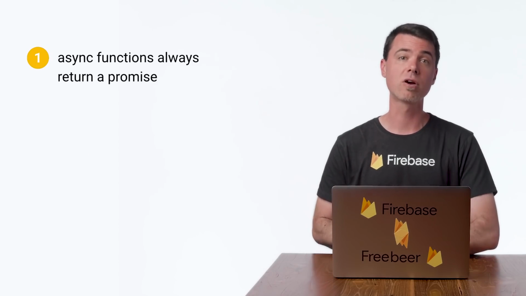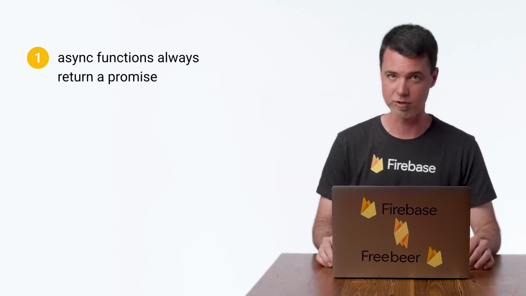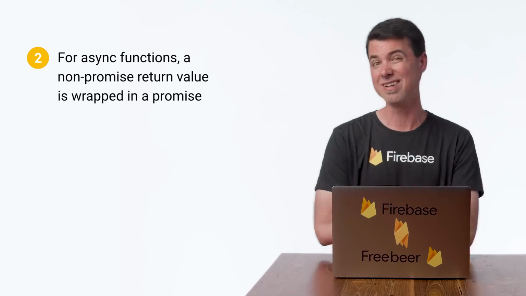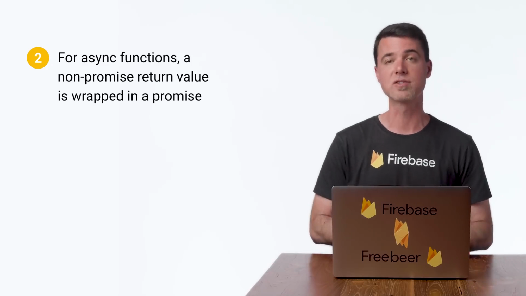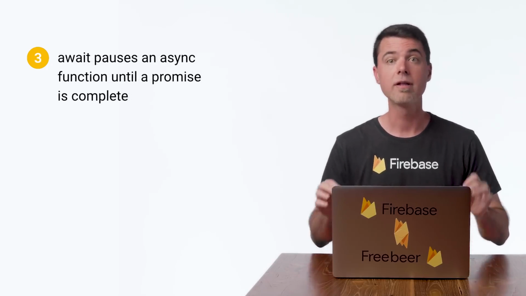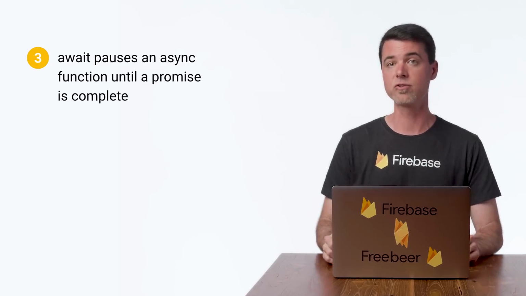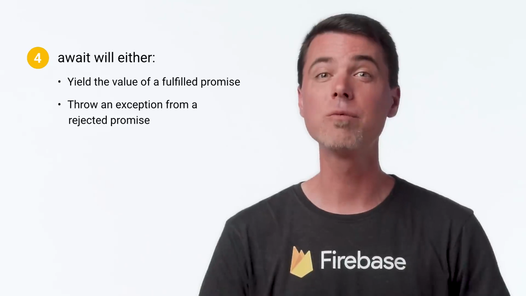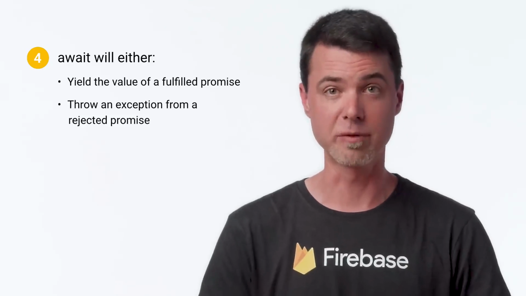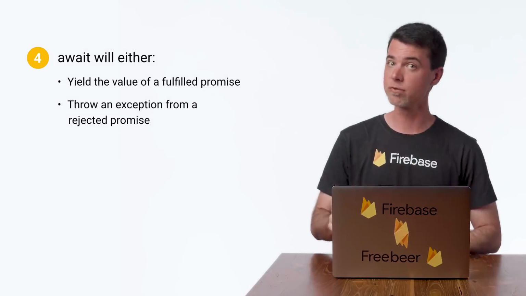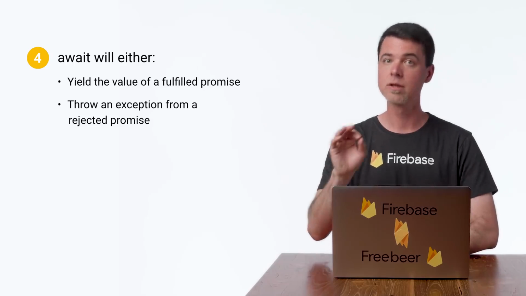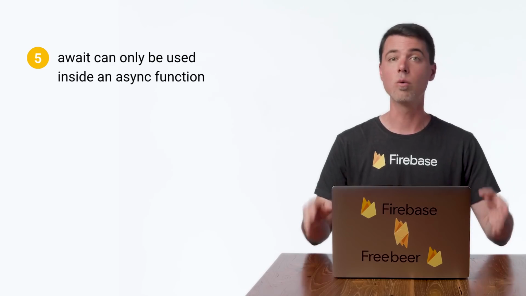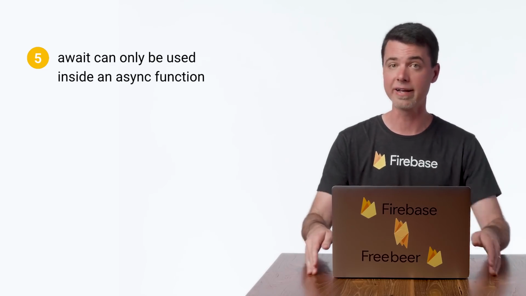All right, here's a summary of what you need to know about async await. First, functions marked with the async keyword always return a promise. Second, if the return value from inside an async function is not a promise, it'll be wrapped in one that resolves immediately. Third, the await keyword will pause the execution of an async function until a promise is complete. Fourth, await will do one of two things with the result of a promise. It'll either give you the result from a fulfilled promise or throw an exception from a rejected promise. Fifth and last, await is only valid for use inside an async function.